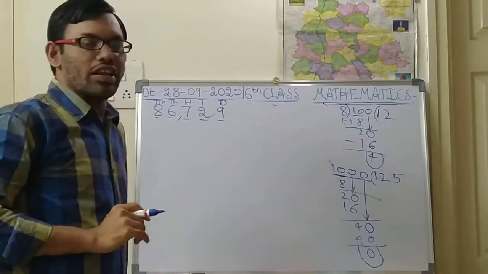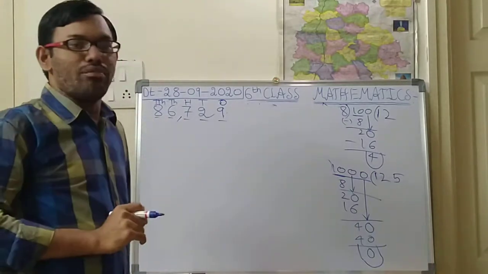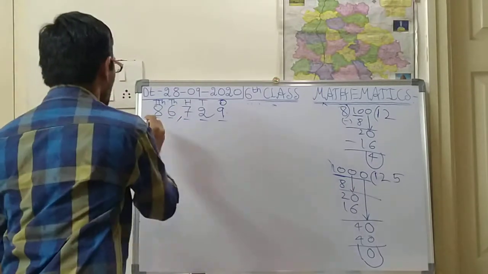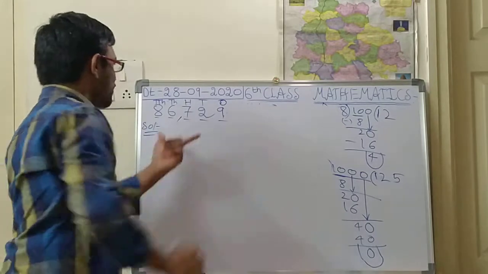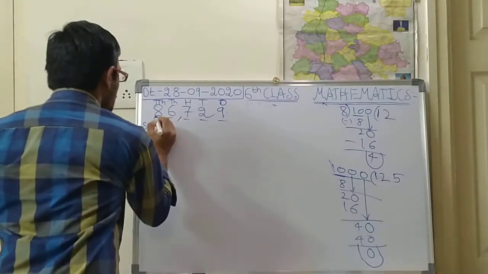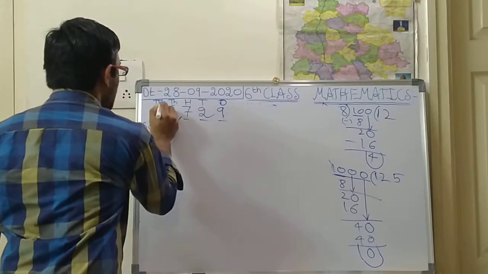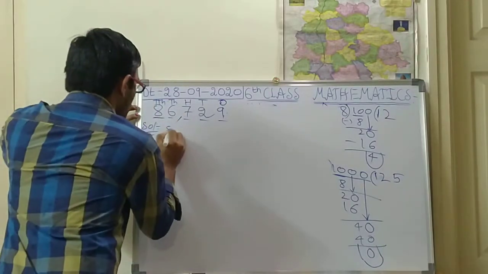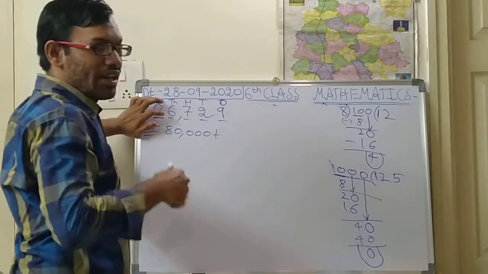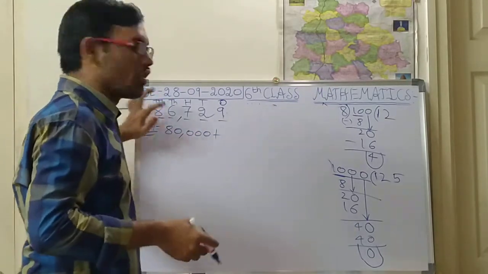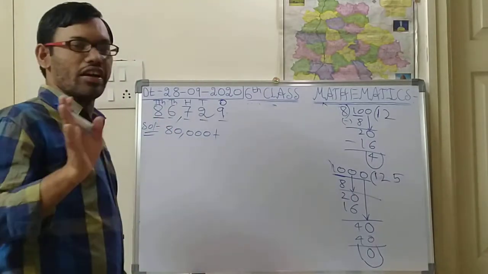Okay. So first of all, you are supposed to expand this number. How are you supposed to do it? Solution. Expansion, I think you know. So first, what is the first number? 8. So 8 is in the 10,000 place. So 80,000 plus. Instead of writing 8 into 10,000, directly I am writing 80,000. Okay. So don't get confused, children.